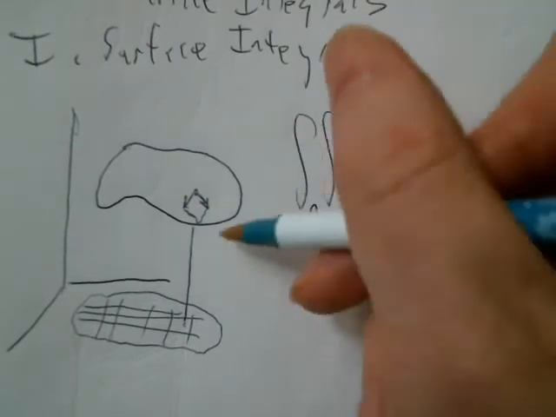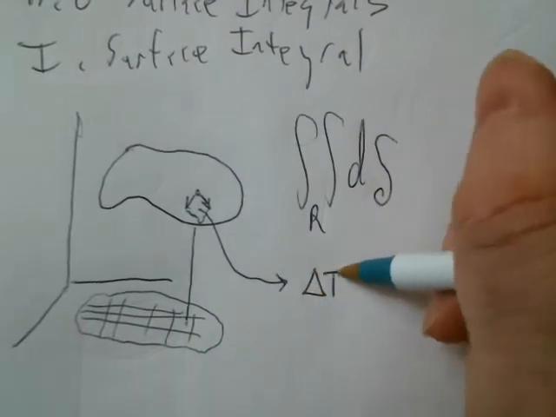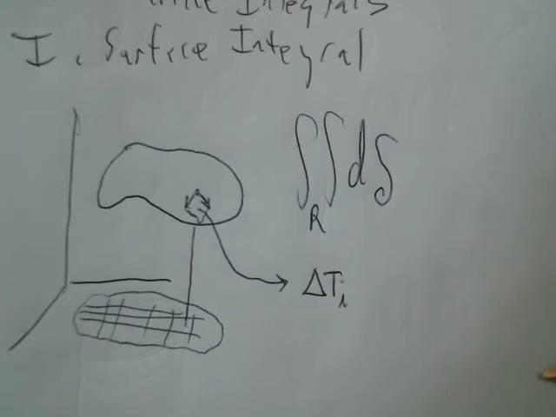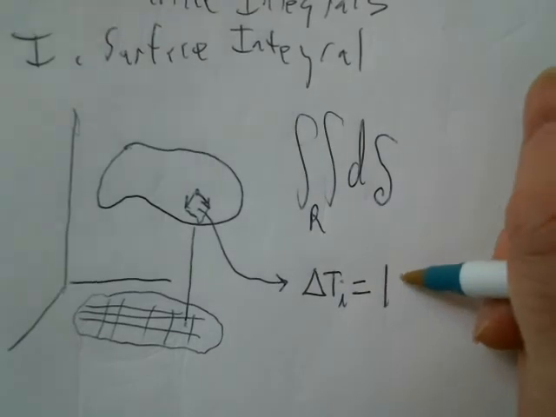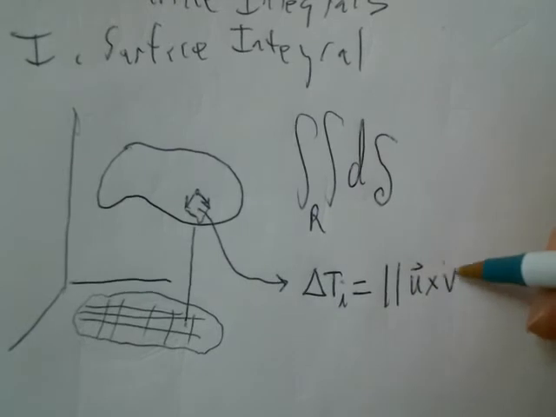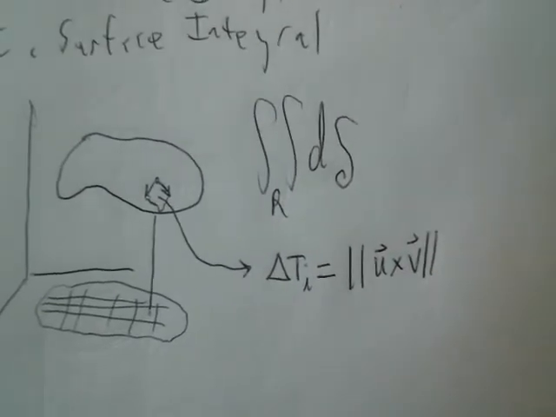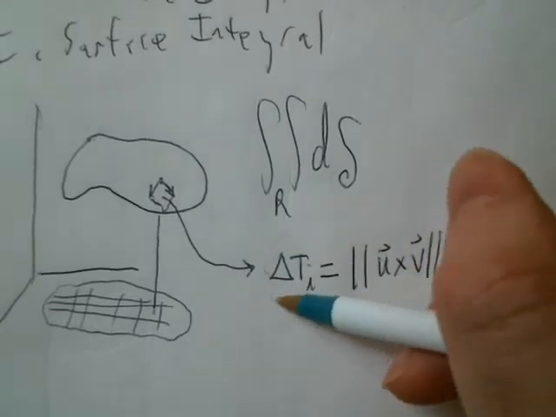So the little elements here we had as change in t sub i or change in s sub i. Those would be the magnitude of these cross products of these vectors, which we could write in terms of the partial derivatives of the function that represents the surface. All right. So what we want to do now is maybe attach a value to this little element.